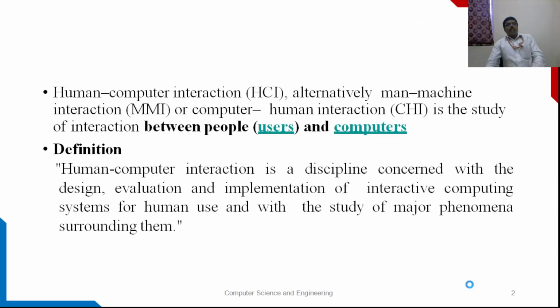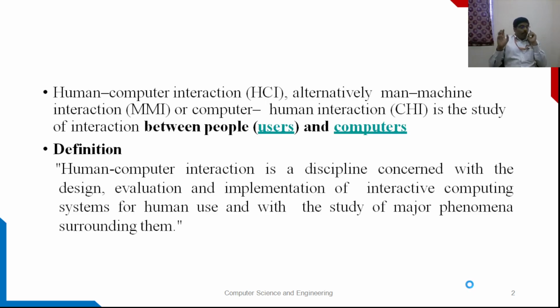Coming to the definition of human-computer interaction. It is alternatively called man-machine interaction. Human-computer interaction is the study of the interaction between the user and the computer. That is, user means people, and the interaction is the study of the interaction between people and computer.